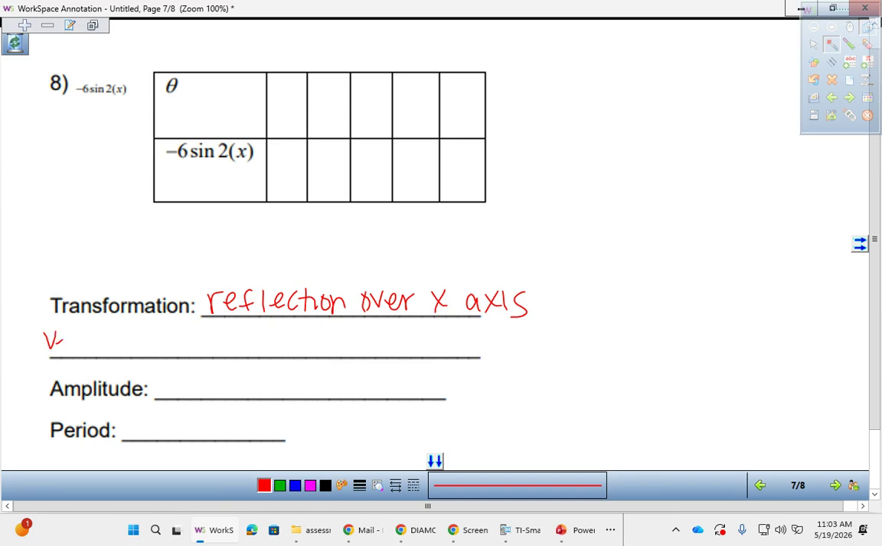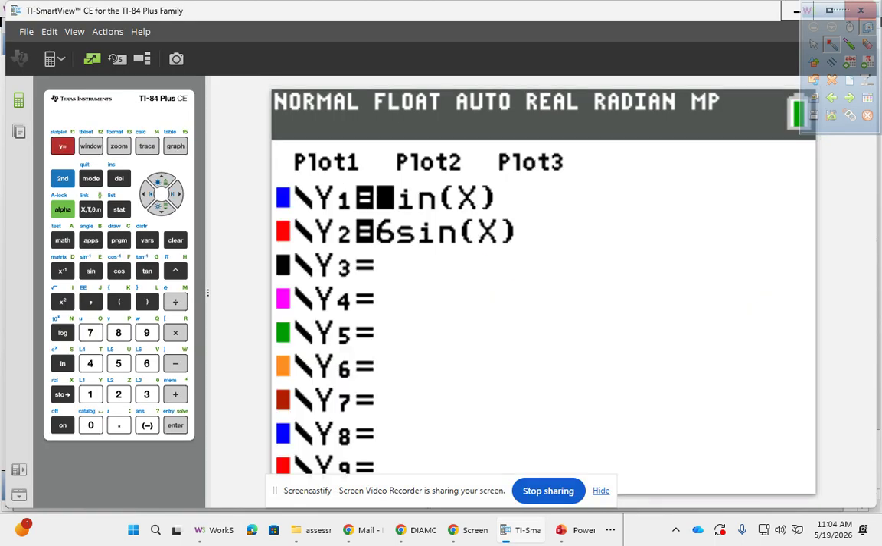So there's a vertical stretch, and anytime you have a stretch, your number should be bigger than 1. So it's getting 6 times taller. Everybody okay with that part? And again, you can use your calculator for the next part too, if you want to focus in on the 2.